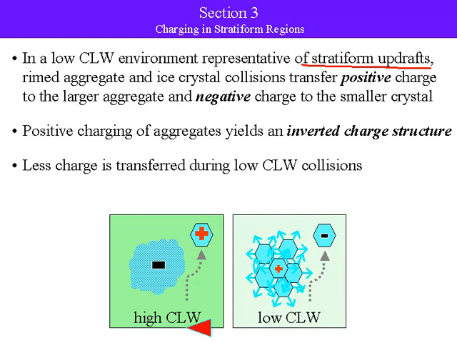So this schematic down here represents the situation we have. This is supposed to be an aggregate, which is, of course, larger than the smaller ice crystal. And during collisions in this low cloud liquid water, the aggregate takes on a positive charge and falls down to a lower portion of the cloud, and the smaller ice crystal takes on a negative charge. Another thing to keep in mind is that less charge is transferred during these low cloud liquid water collisions.